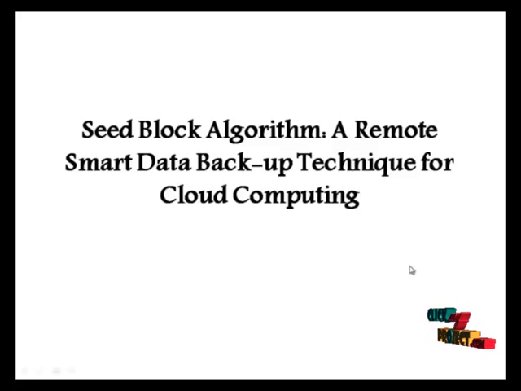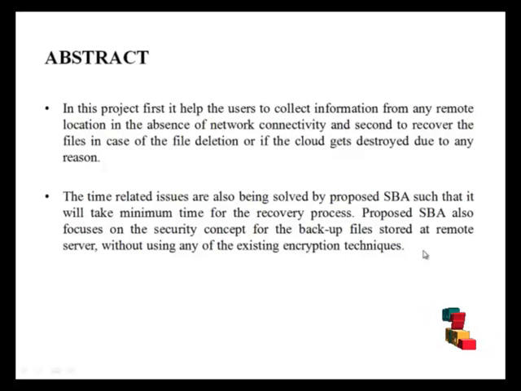Let's see now the C block algorithm, a remote smart backup technique for cloud computing. In this project, we are accessing a server, and if a file deletion or any destruction occurs in that server, it is redirected to another server. The nearest location is placed in another server, so we can access that application from there. This is our main process.